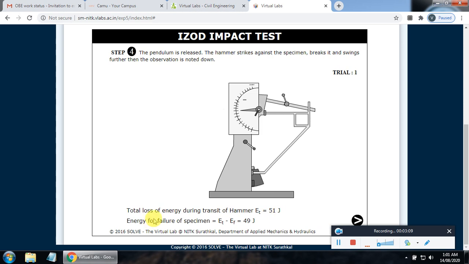Already, due to friction, there is a loss of energy of 2 joules. Therefore the energy for failure of the specimen is 49 joules. What we infer from this experiment is how much energy a material can withstand, when a sudden load hits it, without failure. This is what we are trying to find out.